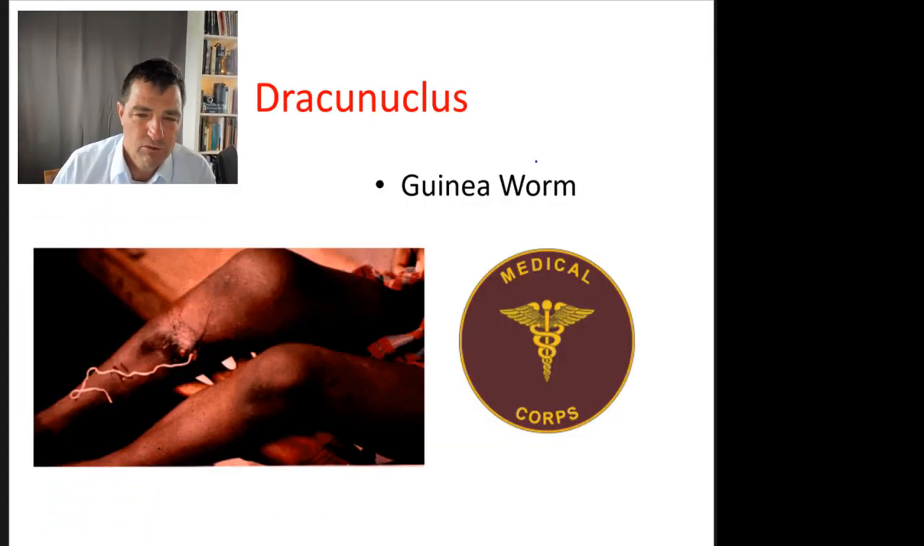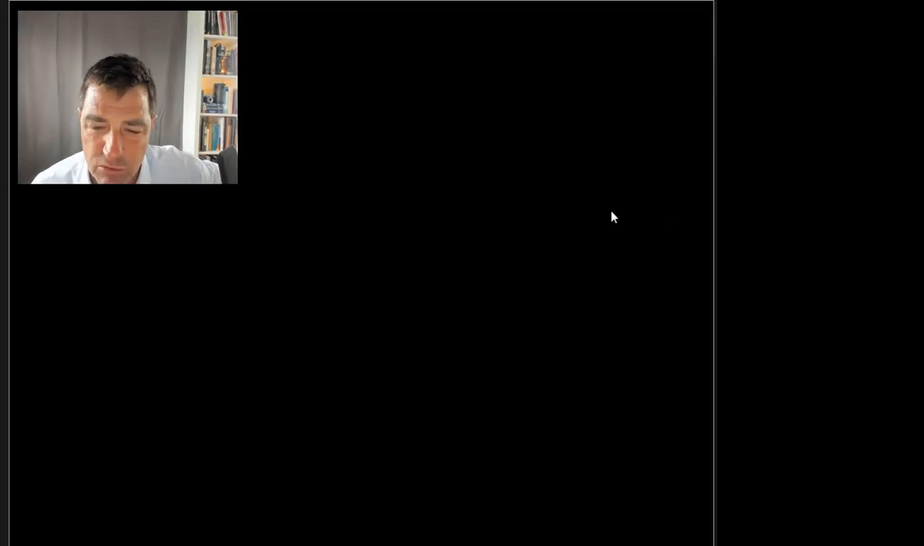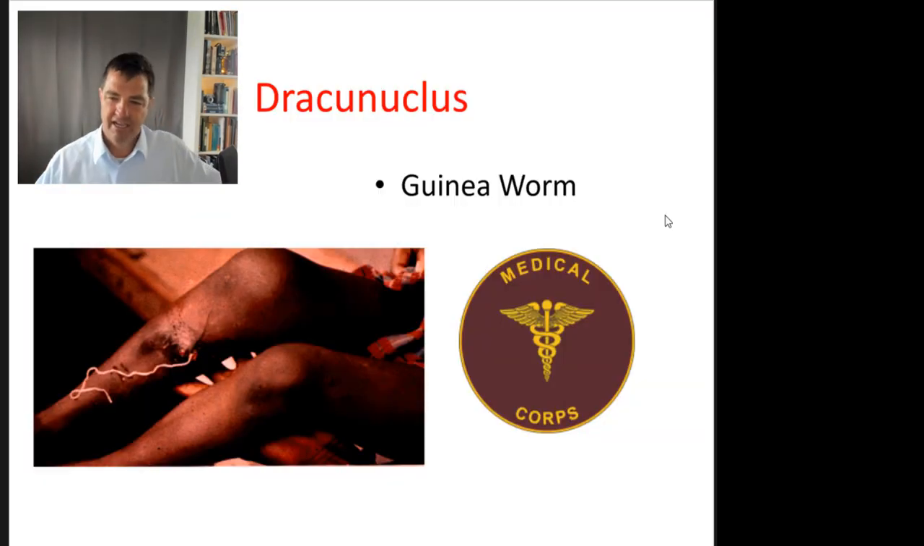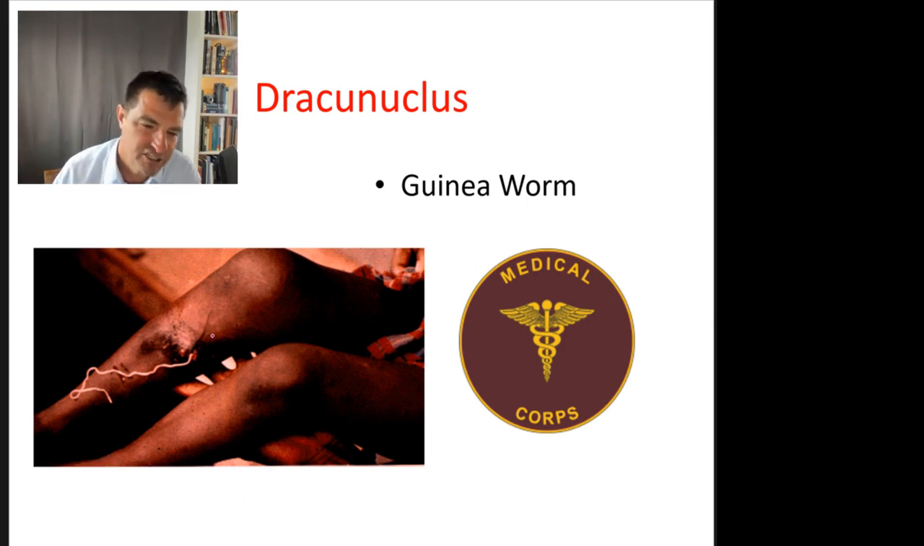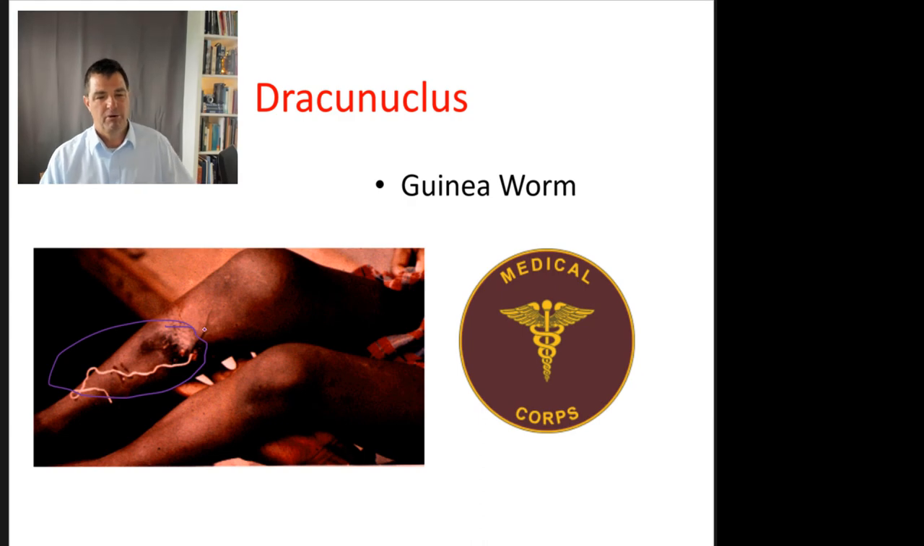The last worm is the Dracunculus worm, also called the Guinea worm. Oops, go back. And oops, let me get my pen. What happened, pen? So anyway, here's my Dracunculus worm here, and this one ends up coming out through the skin. And what people will do in parts of Africa where the worm is sort of common, they'll get a stick and wrap it around the stick and slowly over a couple of days or so pull the worm out.